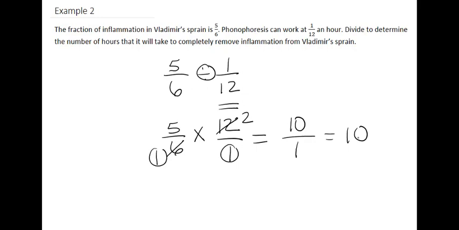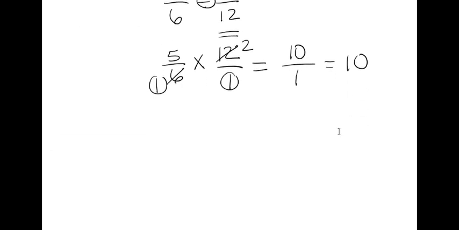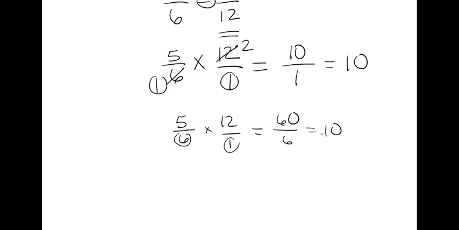Now remember, if you didn't reduce before you multiply, this is what would happen. So you go 5/6 times 12/1. So 5 times 12 is equal to 60. And then 6 times 1 is equal to 6. And if you then go 60 divided by 6, which is equal to 10. So either way, you get to the right answer.